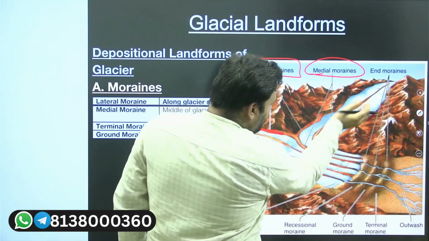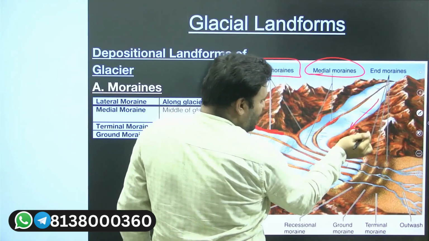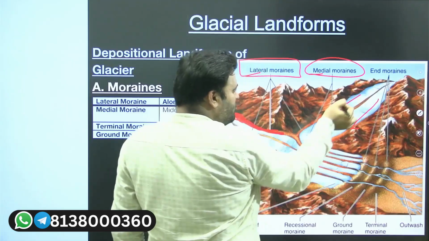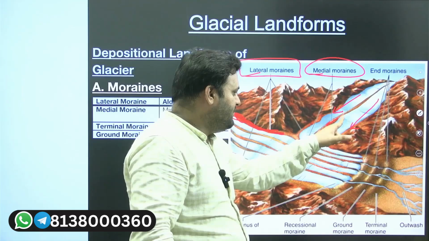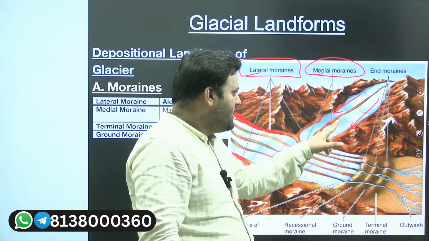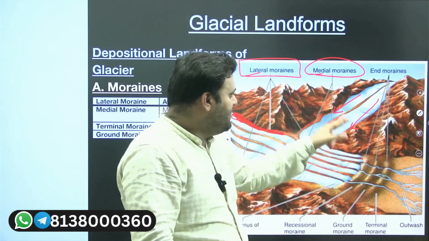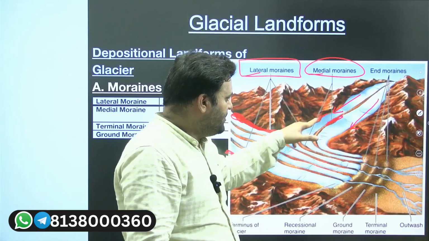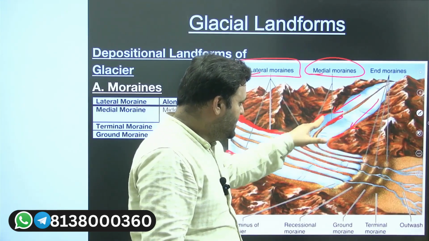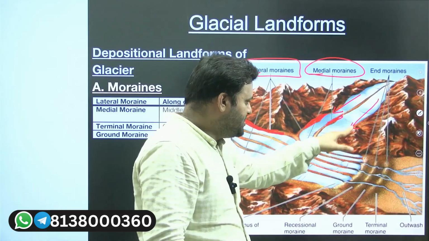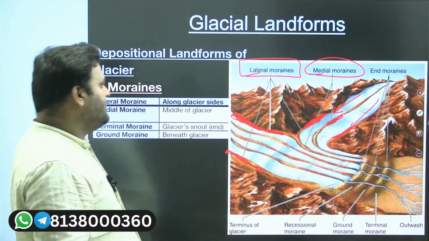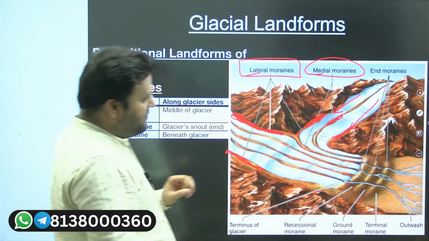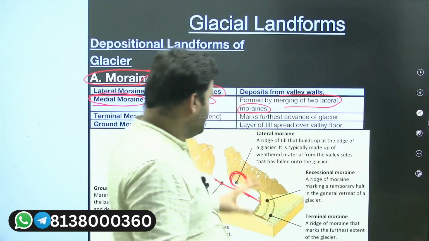Suppose this could be the path of glacier 1, this could be the path of glacier 2. When these two glaciers meet, they will lead to the formation of medial moraine. Here we'll have this deposition take place in terms of a line shape. They will be termed as medial moraine. So this is how we have a medial moraine.